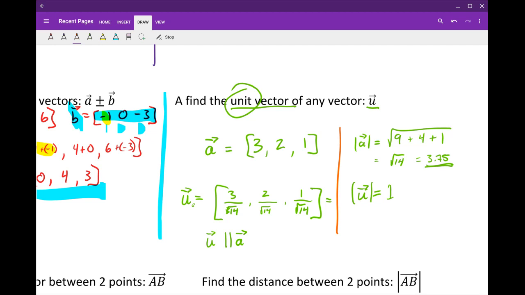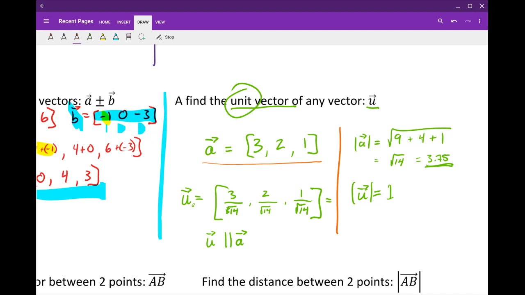Or let's say I want to make a vector for another reason. Let's say I want to make a vector that's parallel to A, but exactly 10 units long. First, I would make the unit vector for A, and then I would multiply it by 10. And therefore, I've got a vector that's parallel to A, and I can create it with any magnitude that I want.